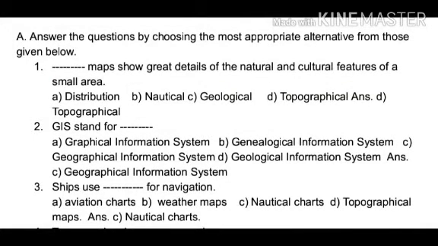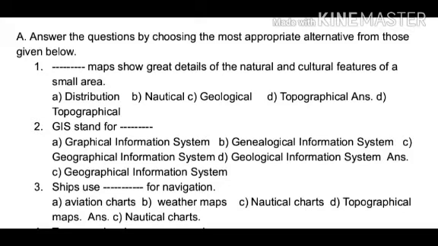Exercise A. Answer the questions by choosing the most appropriate alternative from those given below. First, dash maps show great details of the natural and cultural features of a small area. Options A. Distribution. B. Nautical. C. Geological. D. Topographical. Answer option D. Topographical.